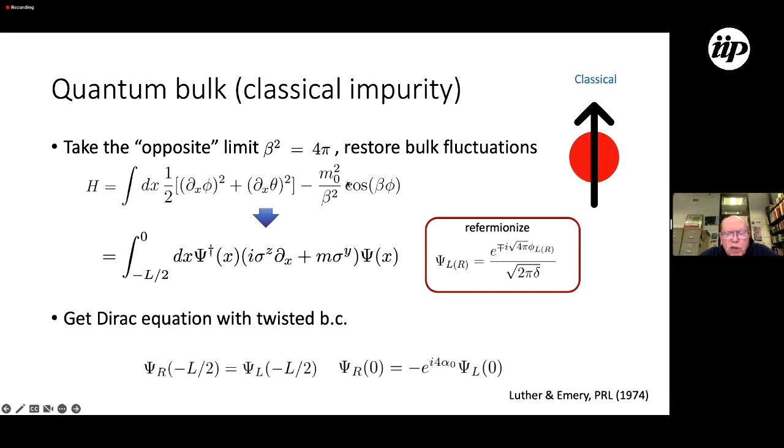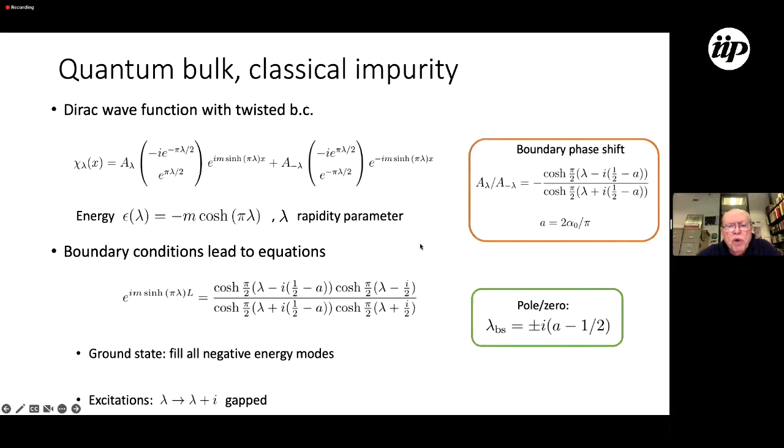This is a famous point first introduced by Luther and Emery in '74. And we get a Dirac equation with twisted boundary conditions. So on the left, we have the usual boundary condition, while on the right, we have a twist due to the impurity. So we have to solve the Dirac equation with twisted boundary conditions. And here is a solution, chi lambda is A lambda.